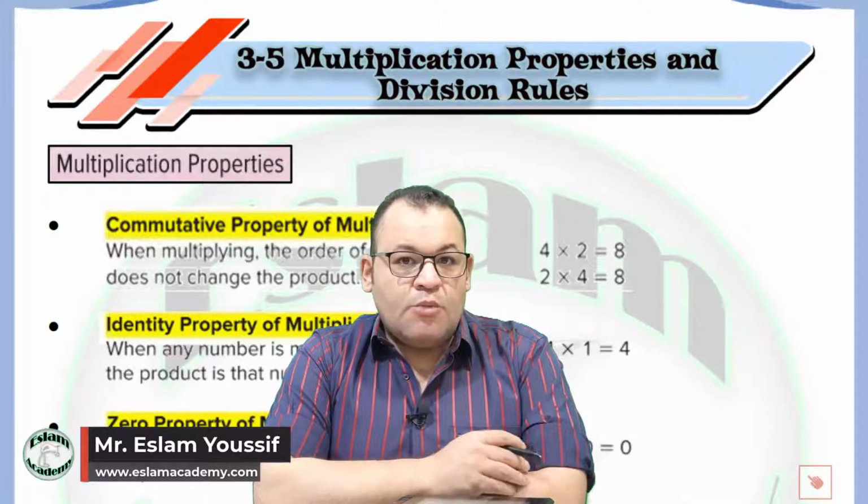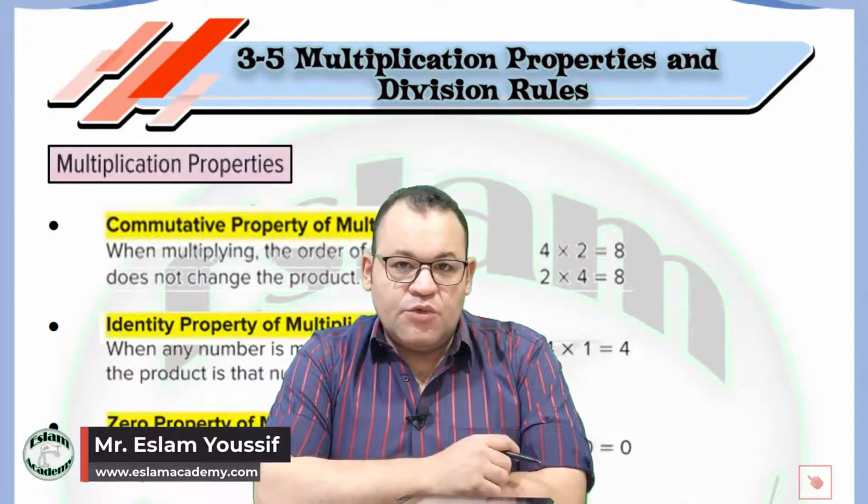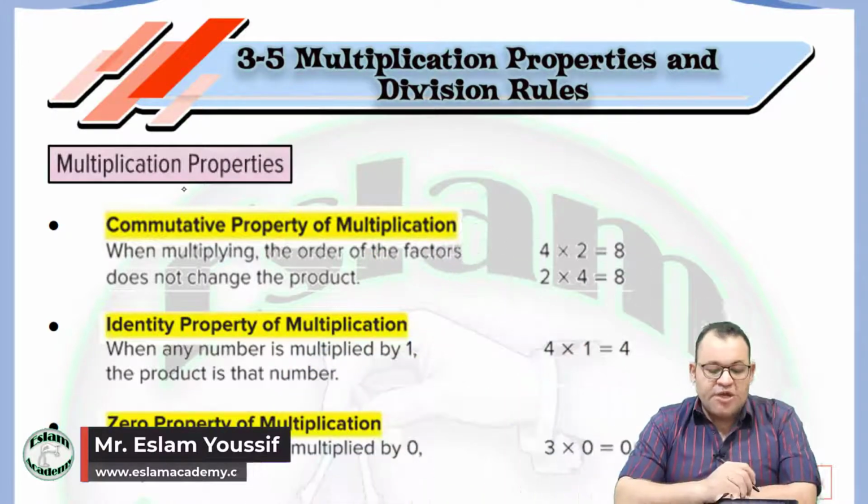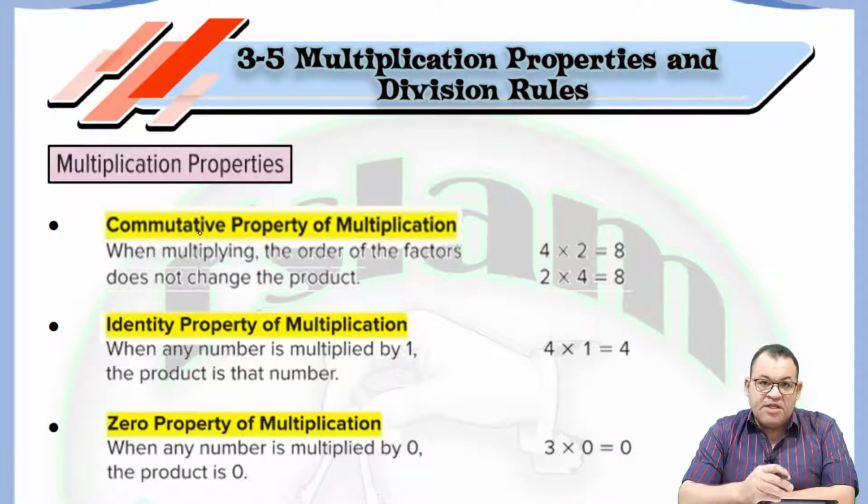In this video, we'll talk about multiplication properties and division rules. So we'll start with the multiplication properties. The first property that we will talk about is the commutative property. In the commutative property, if you change the order of the two numbers, the result, or the product, will be the same.